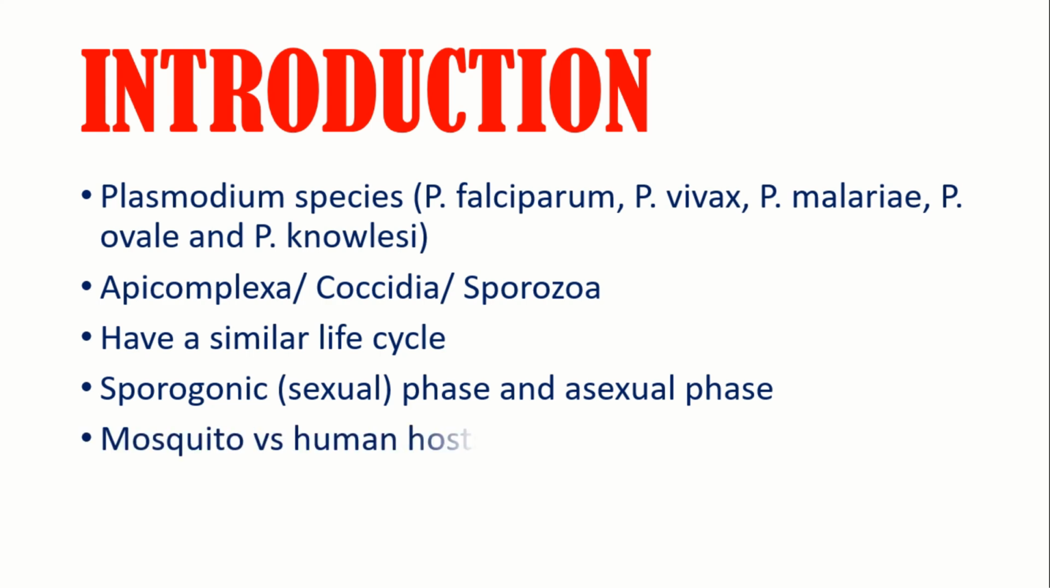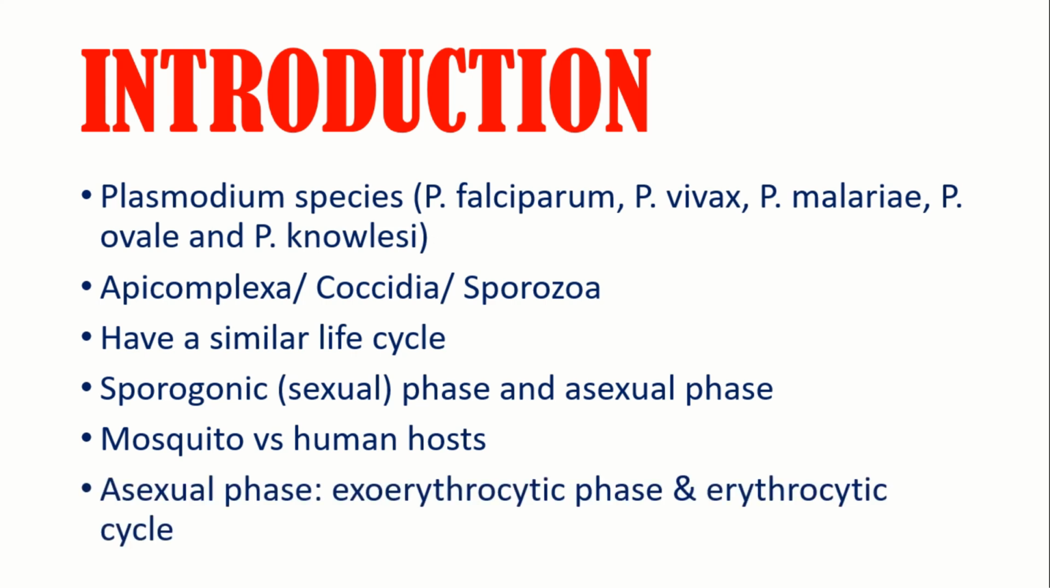cycle, and the asexual phase of the life cycle. The sporogonic phase of the life cycle takes place inside the mosquito, particularly the female Anopheles mosquito, whereas the asexual phase of the life cycle happens inside the human host. As we shall see shortly, inside the human host, that is to say during the asexual phase of the life cycle, the cycle is further subdivided into the exoerythrocytic phase and the erythrocytic phase of the cycle. The exoerythrocytic phase happens outside the red blood cells, that is to say inside the liver, whereas the erythrocytic phase of the cycle, which in itself forms another small cycle inside the cycle, happens inside the red blood cells of the human host.